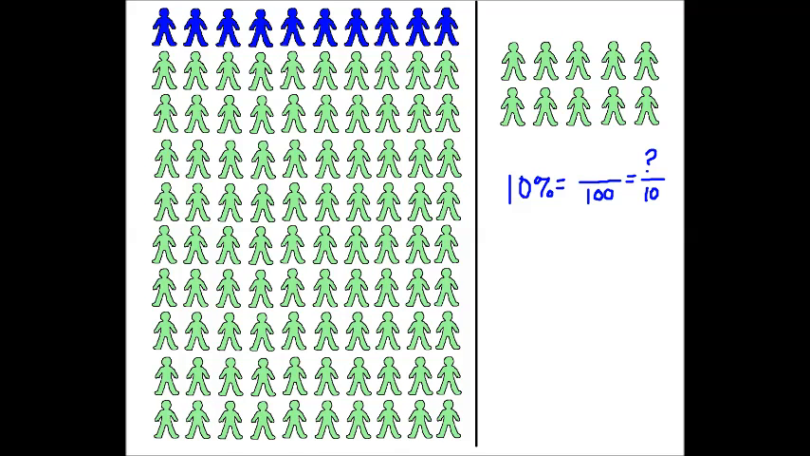Now let's say you know that 10 out of 100 are wearing blue, and if there are only 10 people, then how many would be wearing blue? So again, it's a ratio, 10 out of 100, and you can see that if you just look at one row, then 1 out of 10 are wearing blue.